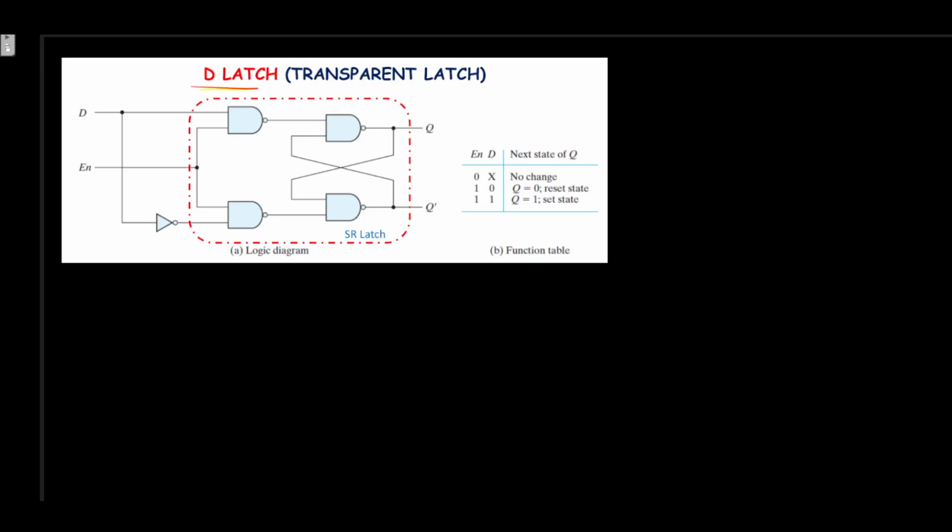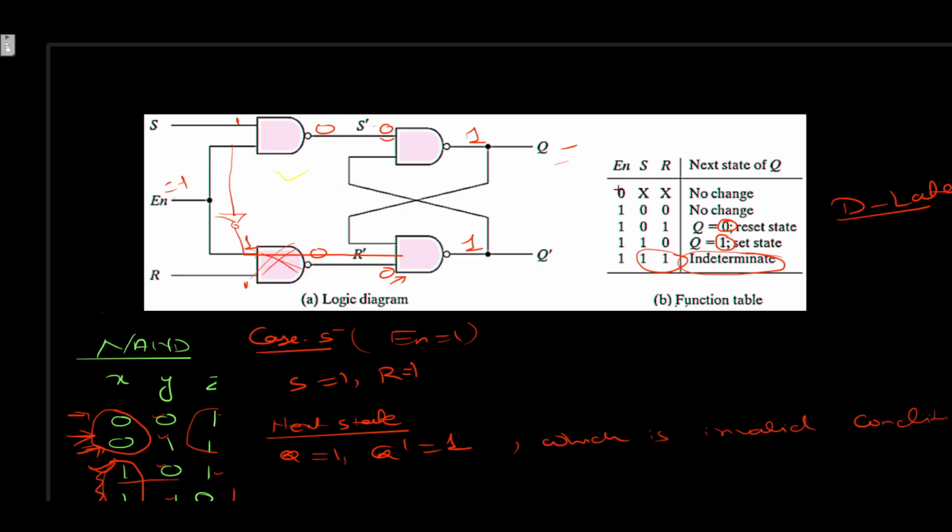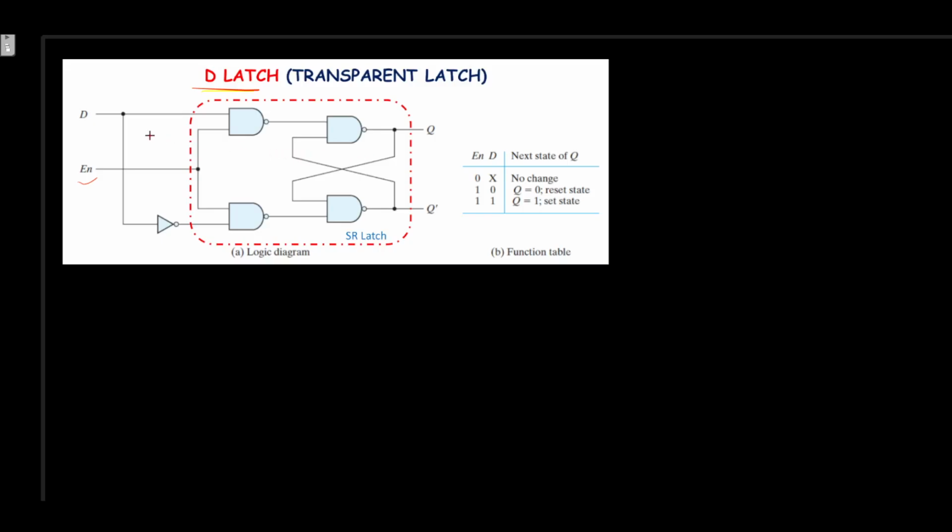In this circuit there are only two conditions. Either the enable pin is equal to 0 or the enable pin is equal to 1. In our previous video we have already discussed that if the enable pin is equal to 0, there will be no change in the output, whatever the input configuration is. So basically it will be in the memory state. Now we'll check the other condition.